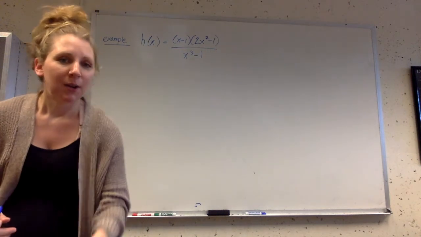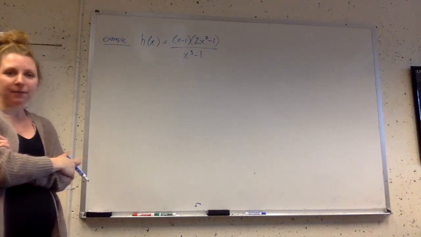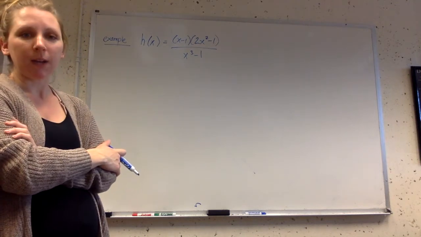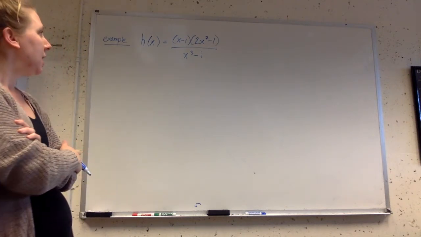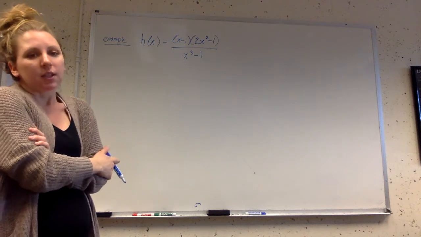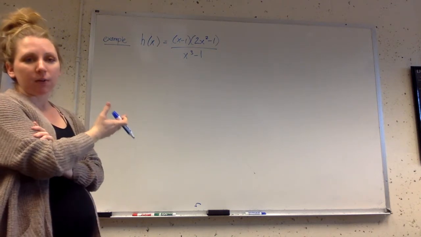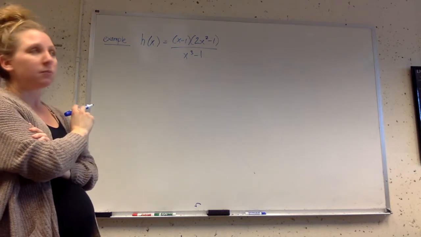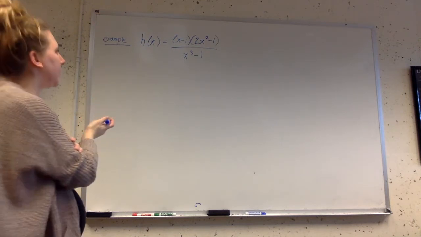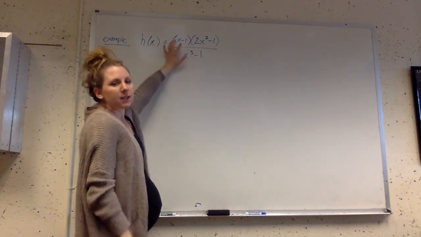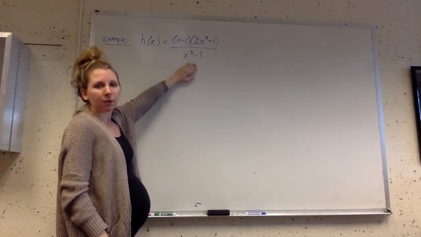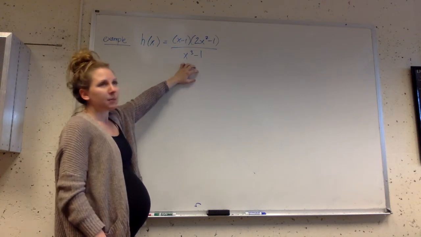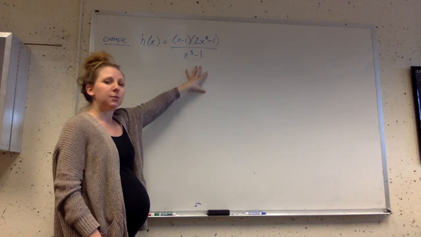Okay, so here we have x minus 1 times 2x squared minus 1, all divided by x cubed minus 1. Now if we want to take the derivative, we could just automatically start with the quotient rule. I will warn you though, it's messy. There's a lot of algebra in it. So whenever you see a problem like this, I would always check for any possible simplification. Now you're not always going to be able to simplify it, but sometimes you will.